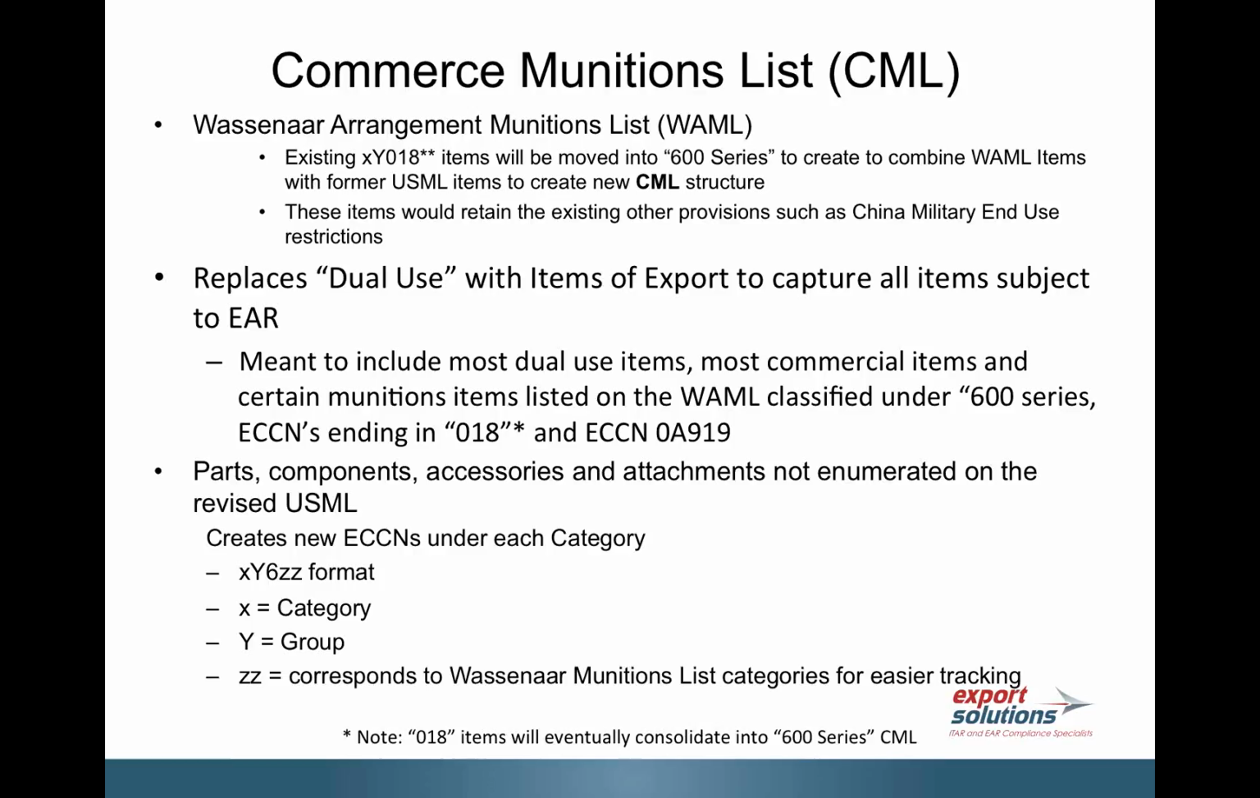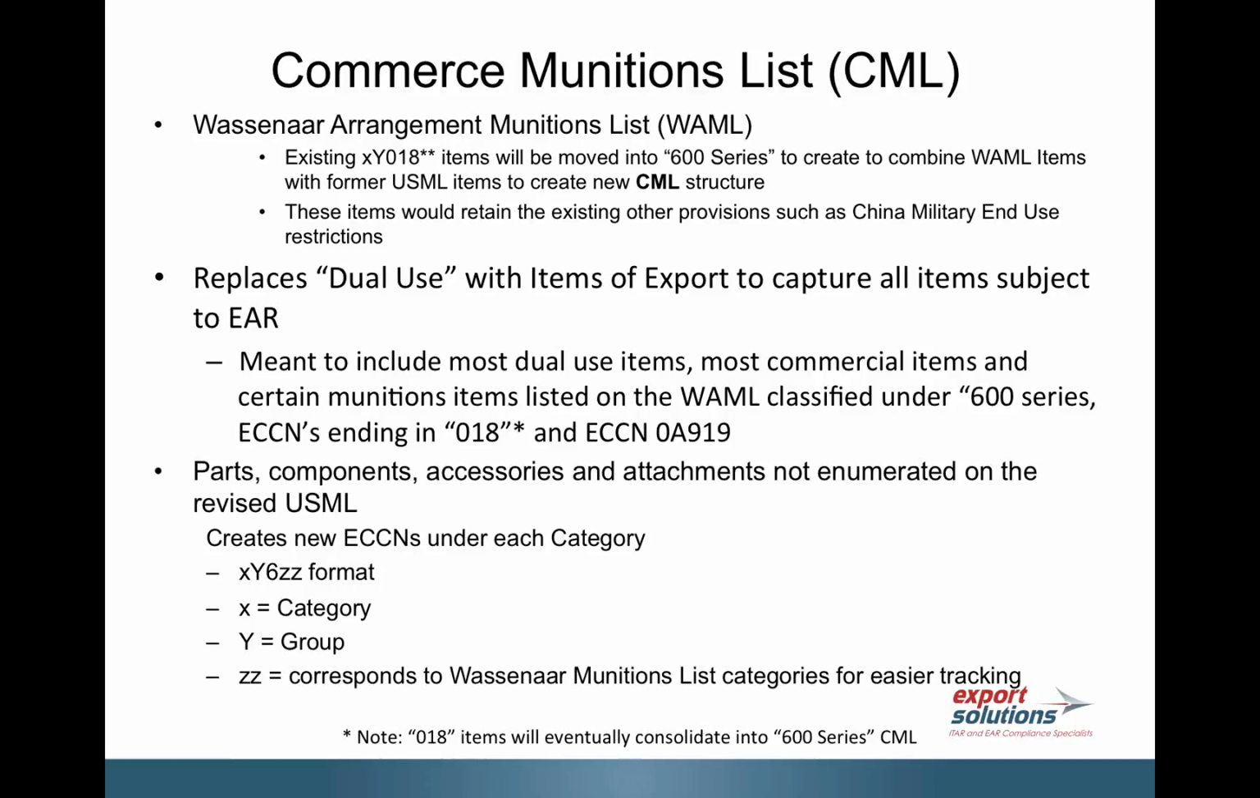And this CML replaces the concept of dual use with items subject to the EAR, to capture all items subject to the EAR, which means there are actually military use items now in the commerce list, in the commerce munitions list. They're actually referred to as military aircraft that are not controlled by the USML. So those are really not true dual use anymore. So the term dual use is sort of sharing the spotlight now with this commerce munitions list. It's still meant to include most dual use items, most commercial items, and certain munitions items that were listed by Wassenaar under the 600 series, and any ECCNs in 018, and also the ECCN for 0A919. If this is kind of a blur to some people, you'll see where these numbers come from in a few slides from now.